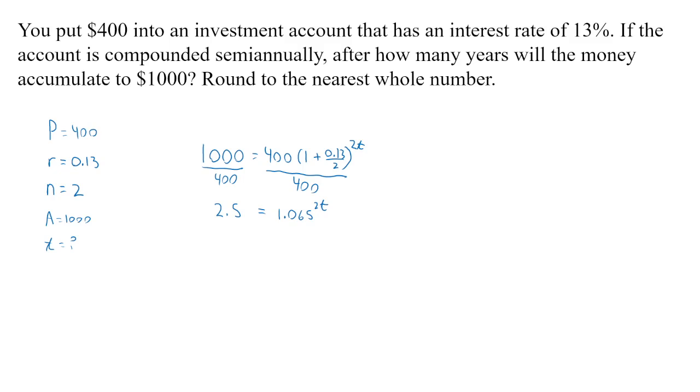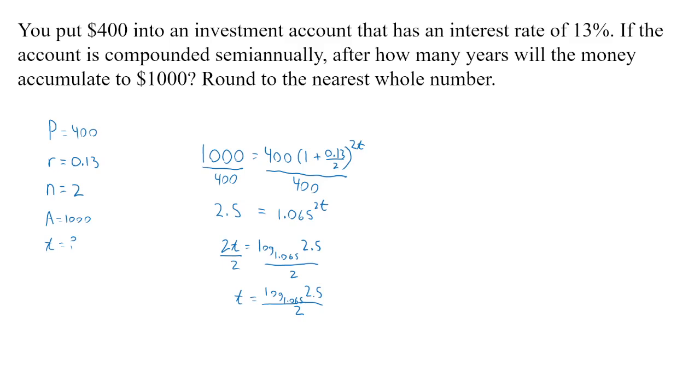So now we're going to use the definition of logarithms to rewrite this. So 2t equals log base 1.065 of 2.5. Divide both sides by 2. This will be log base 1.065 of 2.5, divided by 2.